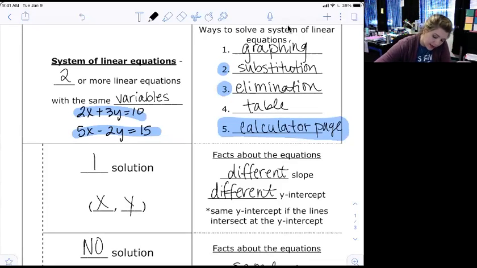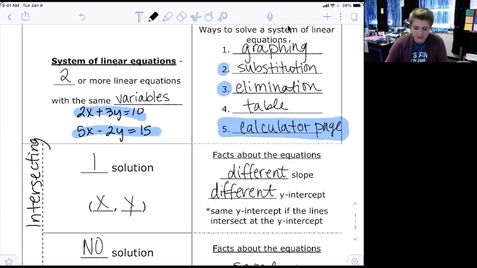This is going to be our intersecting line. So I'm going to come over here and I'm going to write intersecting, like this. Intersecting lines have one solution. They are labeled X and Y. Facts about them are they have a different slope and a different y-intercept. Now, sometimes you might have the same y-intercept if the lines intersect on the y-axis, but most of the time you will not have the same y-intercept.